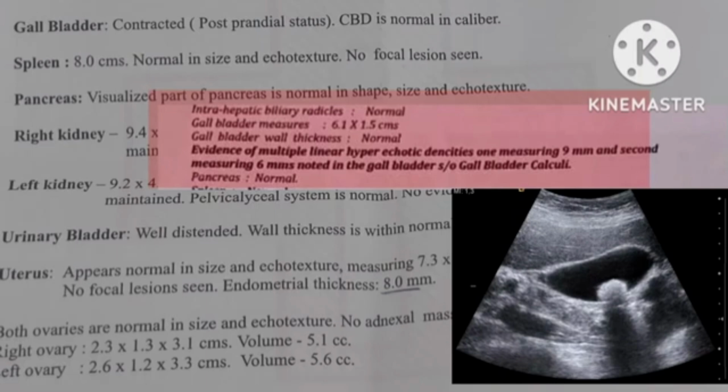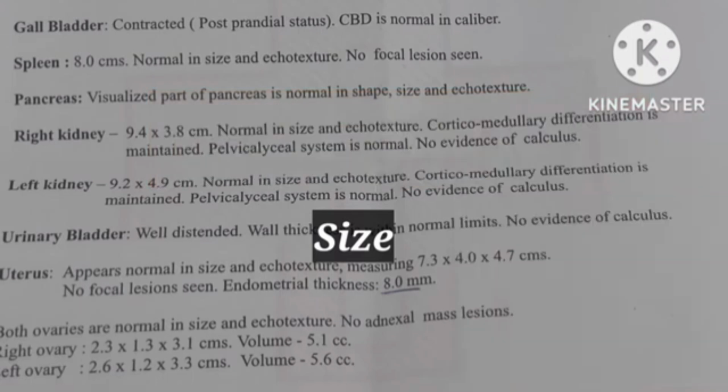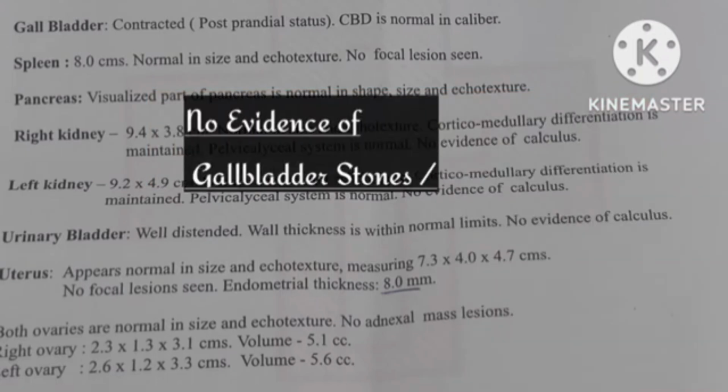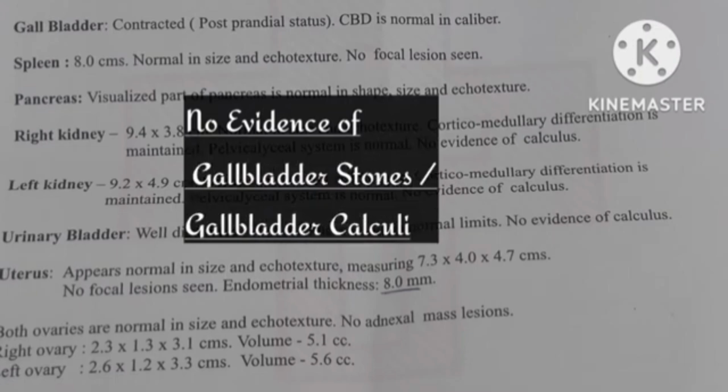How are the gallbladder calculi? If it is single, they mention it as single. If they are multiple, they will mention multiple. And what is the size of the gallbladder stones? If it is 9 or 6 mm, they will mention the size of the gallbladder stones in the report also. If there are no stones, they will mention no evidence of gallbladder calculi.